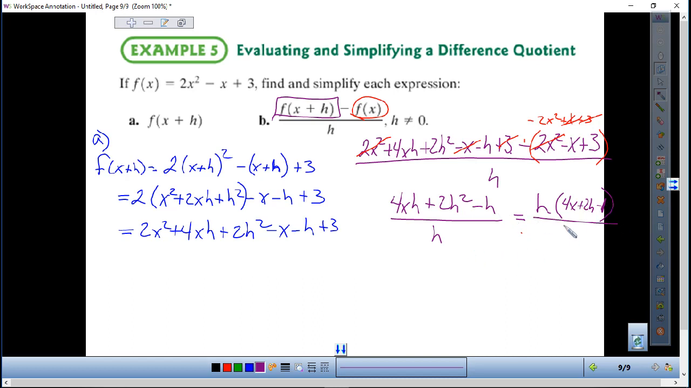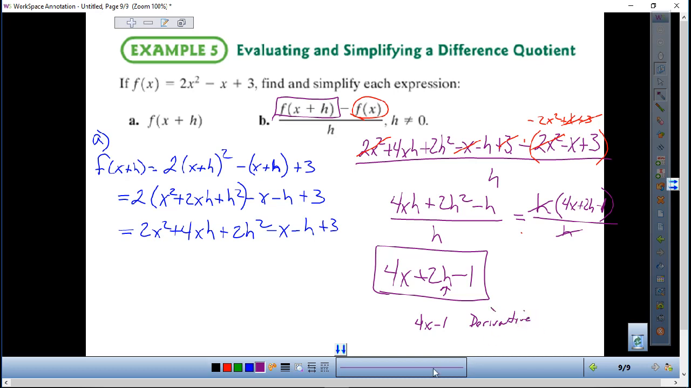And then divided by h. And the whole reason that you're looking for that thing to factor out is so it'll cancel out with the h on the bottom. So now you have 4x plus 2h minus 1. And that is simplified as much as possible. Now, in calculus, you're going to take one more step, and you'll take the limit as this h value goes to 0. Well, what happens if this number right here is 0? You just end up with 4x minus 1. Well, guess what you just did? You just did calculus. That's called a derivative. Ta-da!